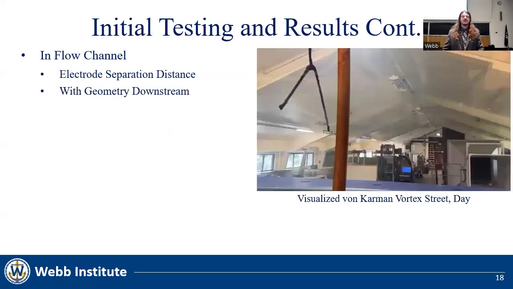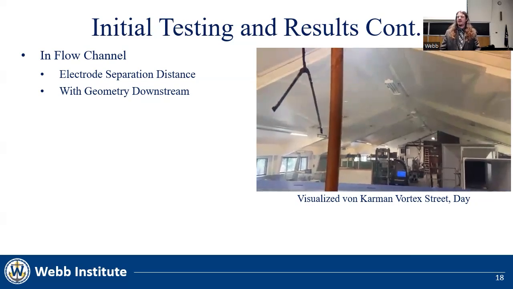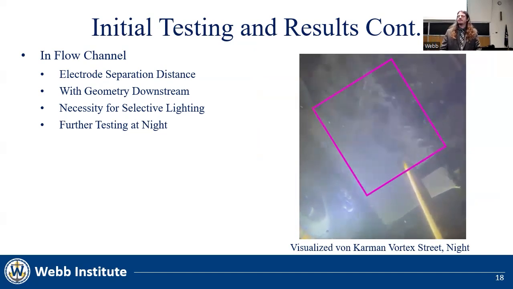I then carried out testing with geometry downstream in the form of a broomstick handle, where I expected a von Karman vortex street to develop behind it. But, as seen in the video to the right, it was not easily visualized. This result suggested that there was a necessity for selective lighting, where a flashlight would be used to illuminate the bubble sheet while testing at night. The result from testing the same geometry, but at night, can be seen in the video to the right. The von Karman vortex street is easily seen.